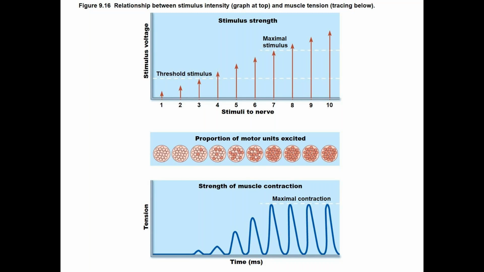But once we reach threshold, like we do here at 3, now we have a relatively weak response, but we have a response. In this case, we have 2 motor units that are excited by this, and a relatively weak contraction. As we continue to increase the strength, we add more and more motor units until they're all excited. And as we add more and more motor units, the amount of force generated increases, and increases.